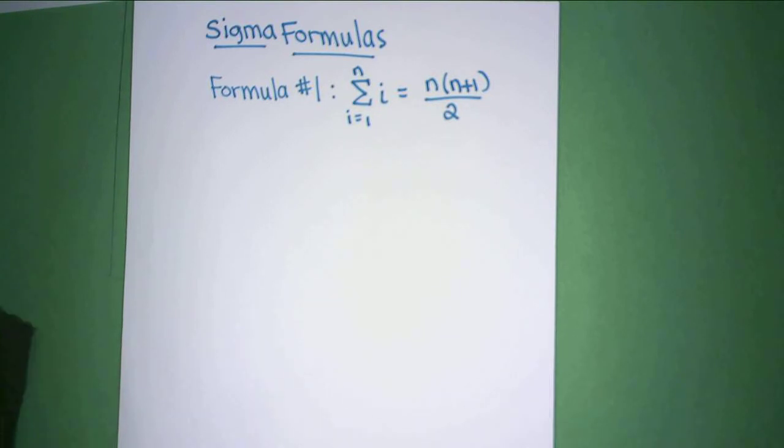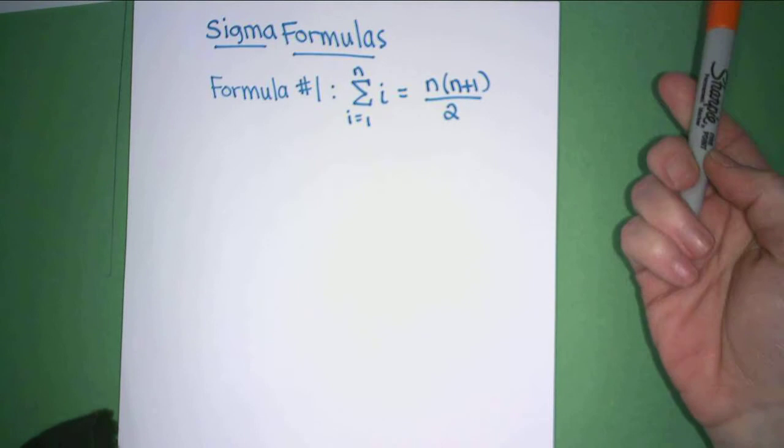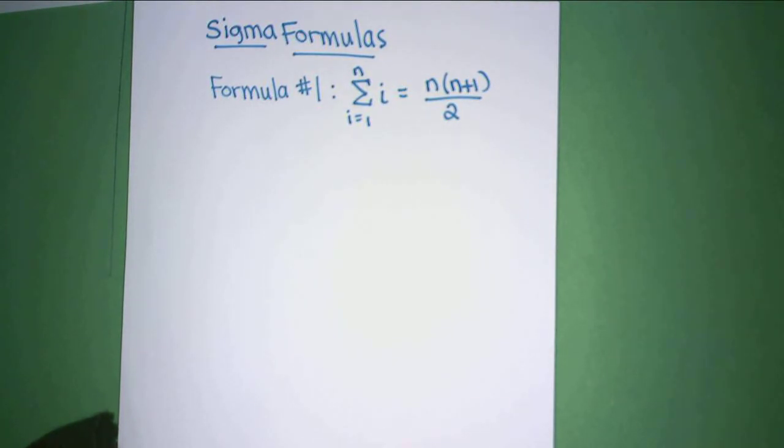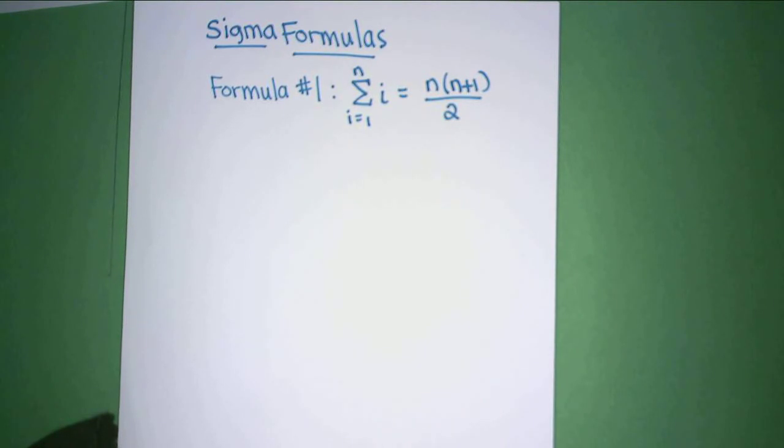So sigma is the Greek letter S, which you're going to see right here. You probably remember seeing this symbol before. And it means in mathematics to sum up. It stands for summation. So whenever you see this Greek S, sigma, you're going to be adding things together.